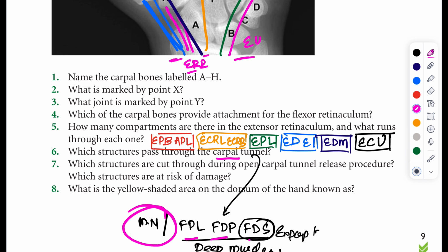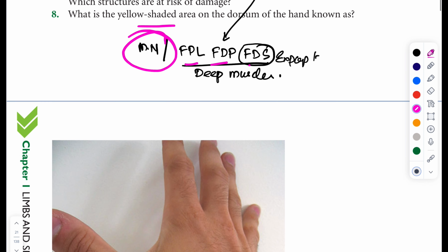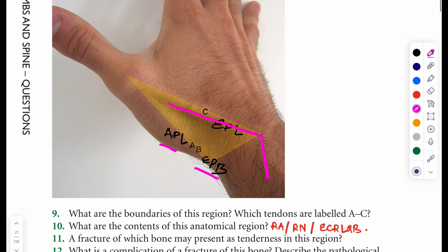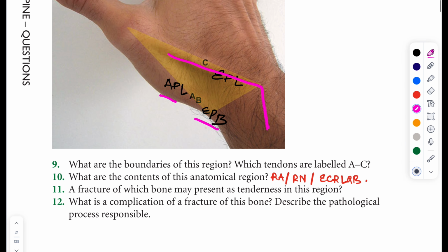What is the yellowish shaded area in the dorsum of the hand? So this is the snuff box. Extensor pollicis longus, this is the extension. You do this extension, and abductor pollicis longus and extensor pollicis brevis. The contents of the anatomical snuff box: radial artery, radial nerve, extensor carpi radialis longus and brevis.